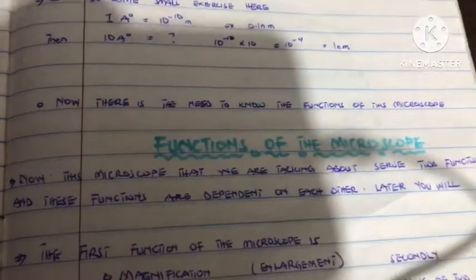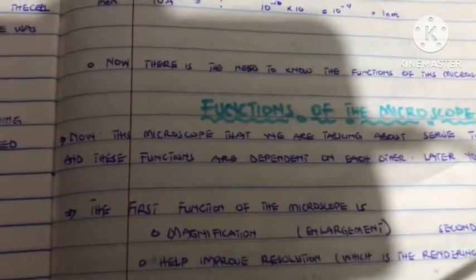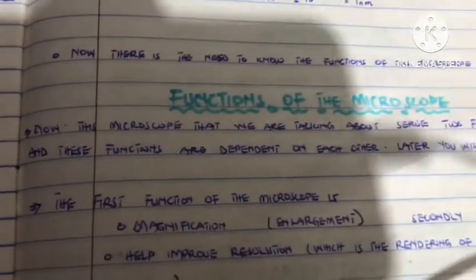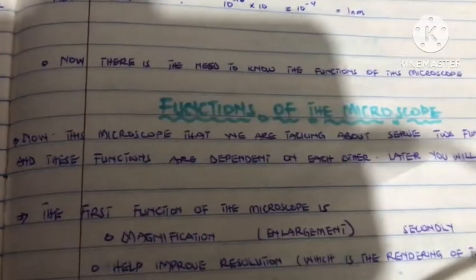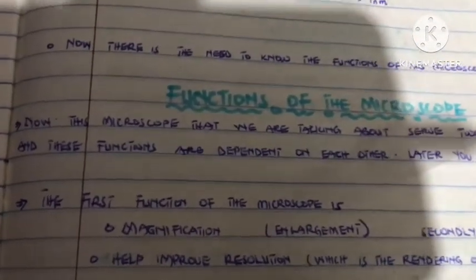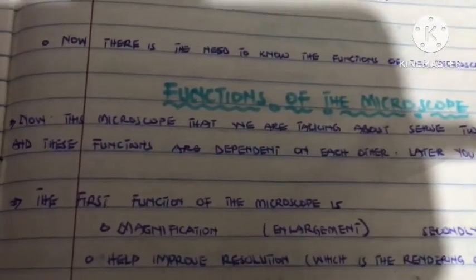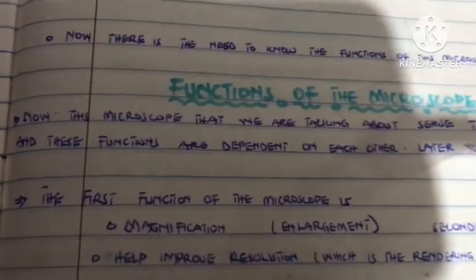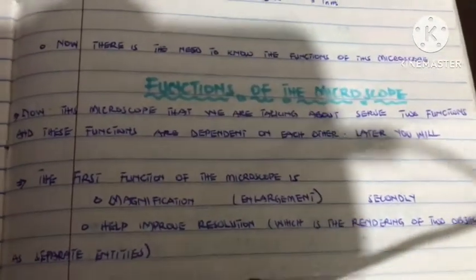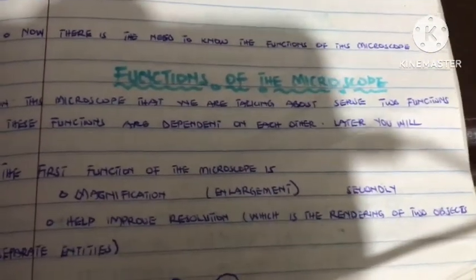This is how these functions are. They are interdependent. And these functions are, 1, magnification, and this is something we know back in SHS. Magnification, which is also known as enlargement. But the last one is the new thing that I'm going to add. The second function is what? Resolution. We will look at these functions in detail, don't worry. So the first one is magnification, and the second one is resolution.